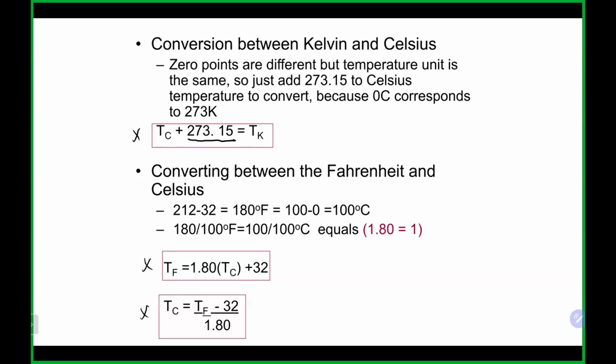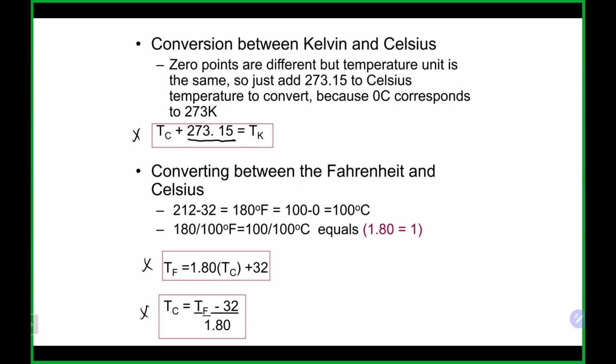Now, I'm going to say something. Maybe I shouldn't. I don't know. Well, I'll say it anyways. Most people will roll with 273 when they're doing the conversion. Not here. Again, they're very picky, as I mentioned before. They do want you to use the 0.15. So you do need to use 273.15.